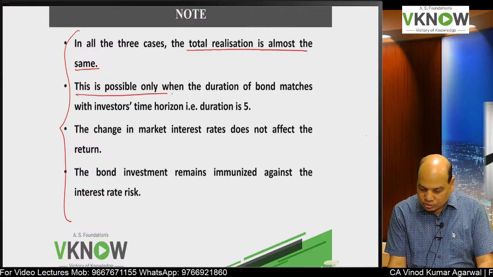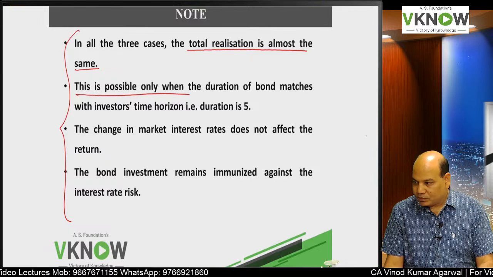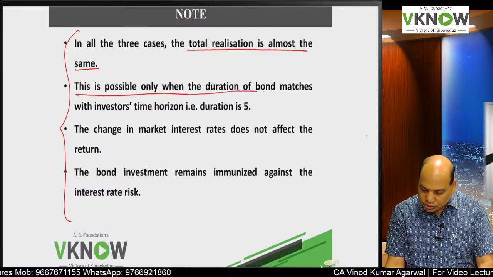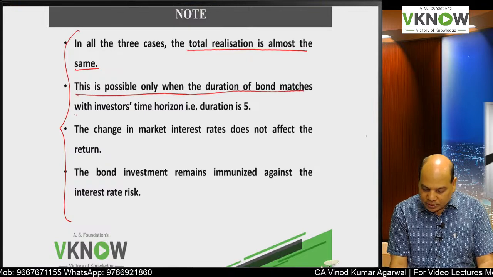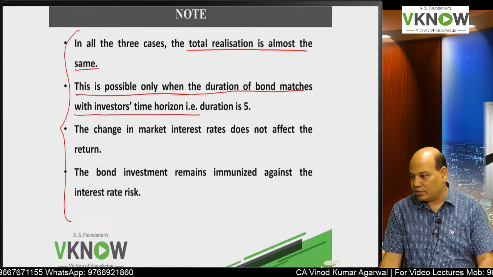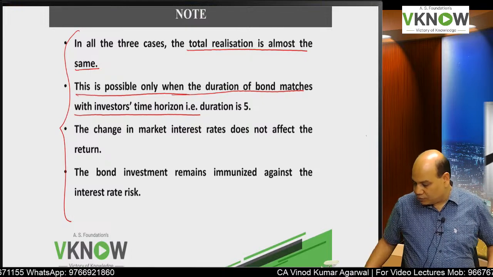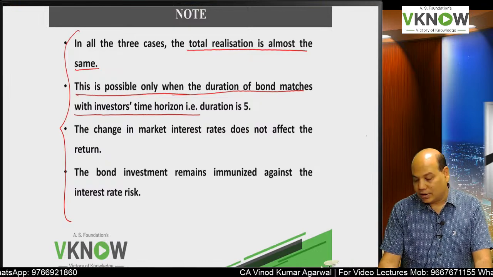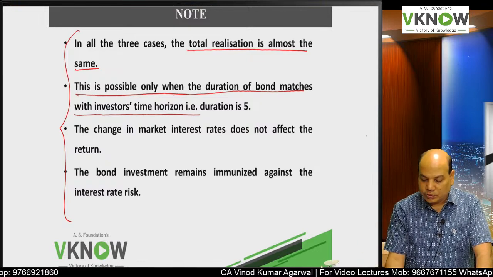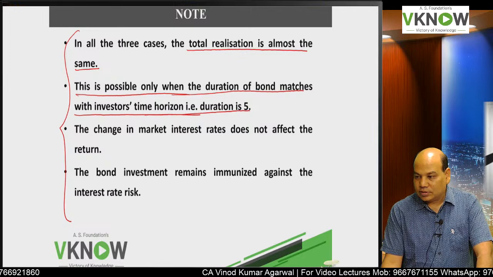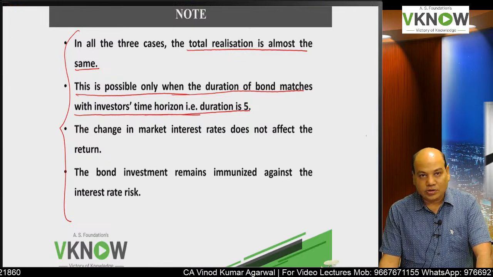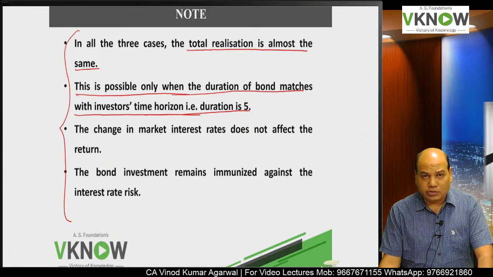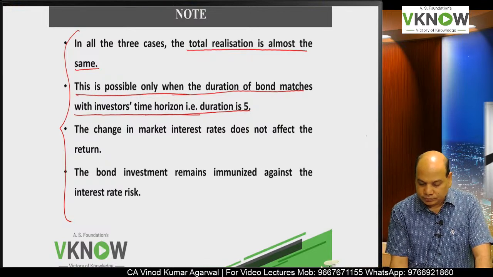This is possible only when the duration of the bond matches with the investor's time horizon. This is one condition. If you fulfill this condition, you are immunized from changing interest rate risk. Duration of the bond should match with the investor's time horizon. That is, in this case, duration is 5 years and the liability to be paid is also after 5 years.